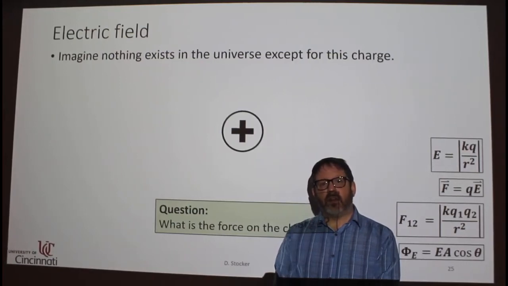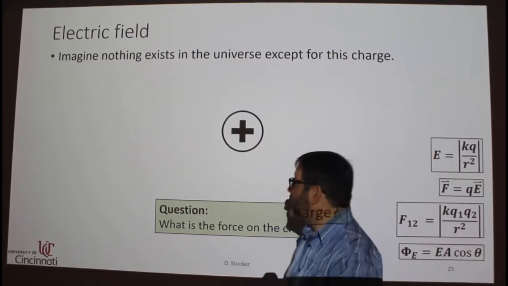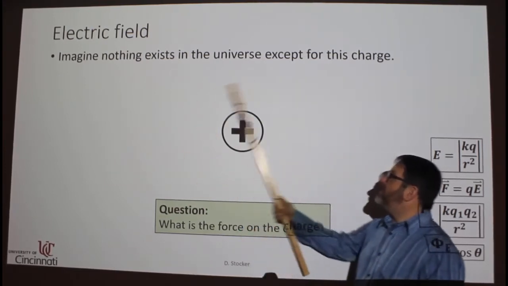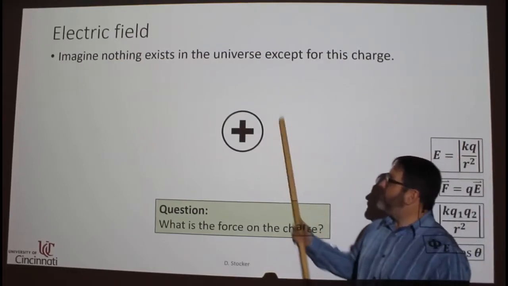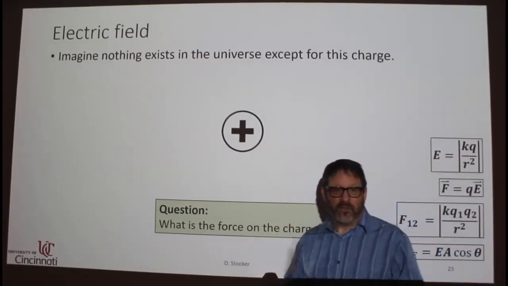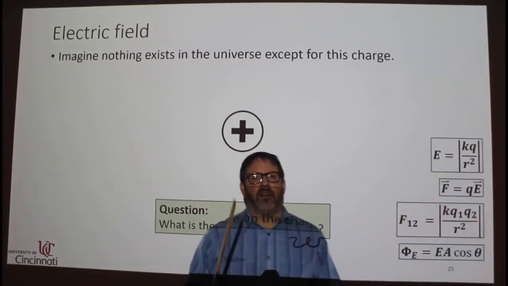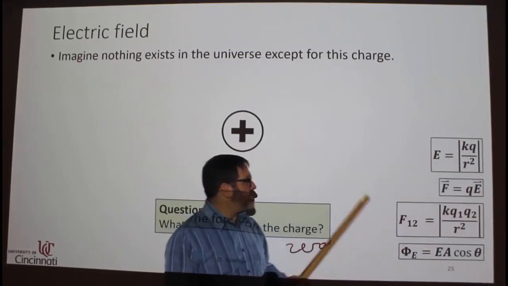In this video, I'll find the electric fields and electric forces that are associated with point charges. So in this first example, imagine nothing exists in the universe except for this one charge. What is the force on the charge? We've done that before. We came up with 0. Now can we see mathematically why it's 0?